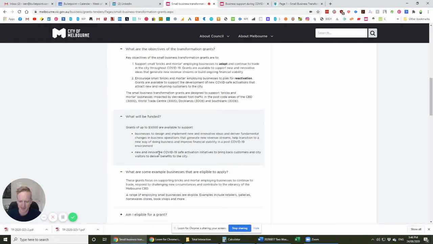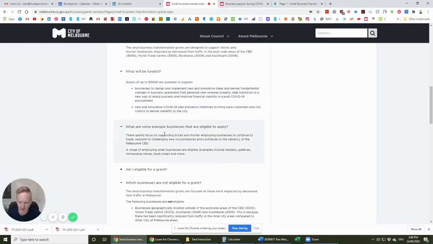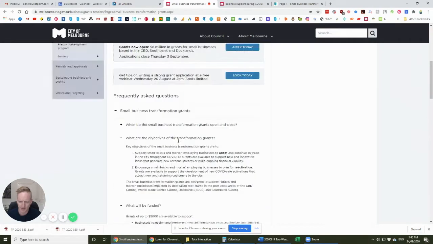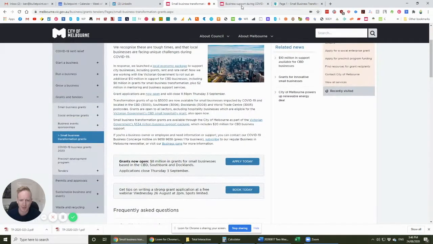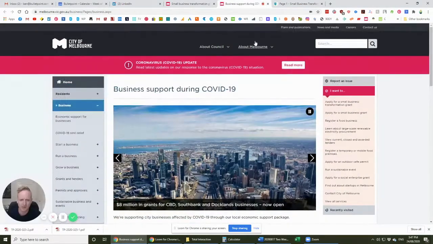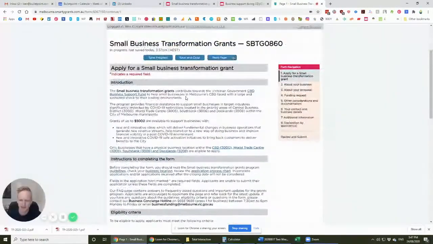And then once again, the other part was how to bring customers back to the city to deliver benefits to the city. This is going to be a hard one because not many people are going to be coming back into the city. So if it was me, I would focus on the first part of this application. Okay, so if we scroll through, you can click on apply now. So hit apply now. That will click you through to this page here.